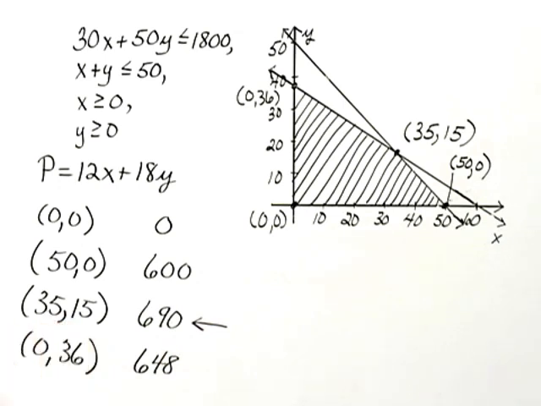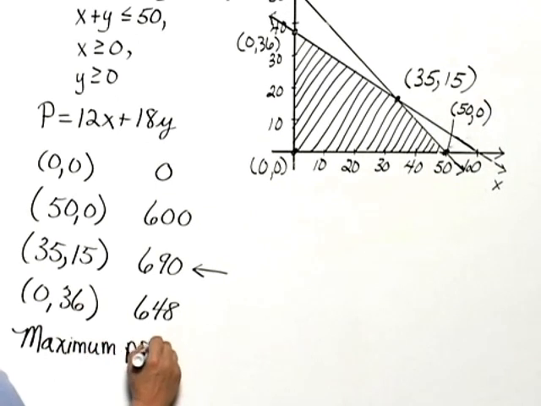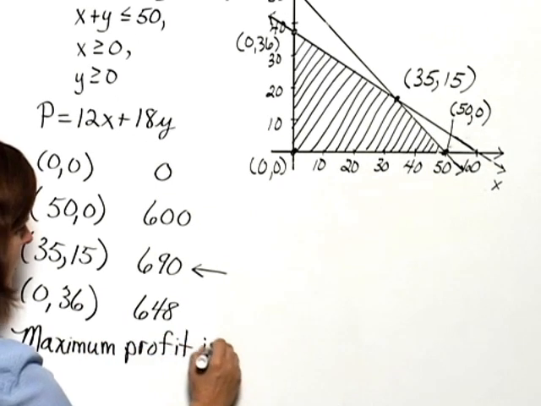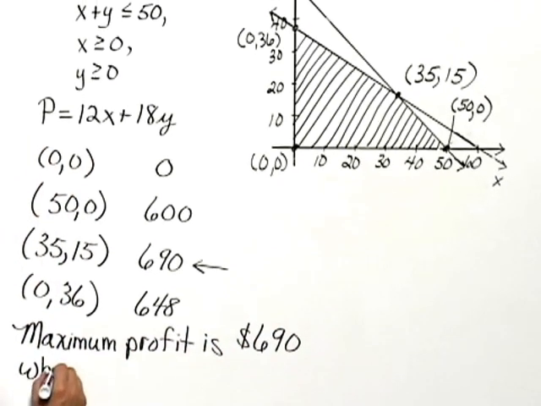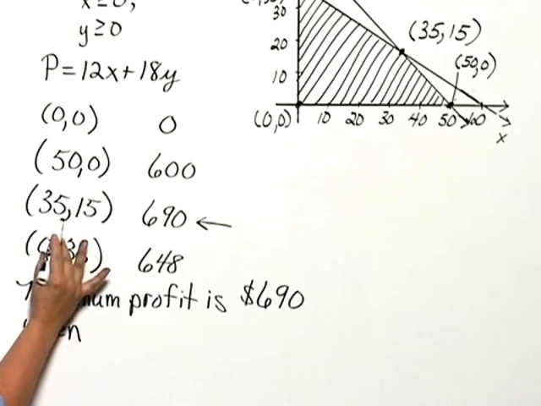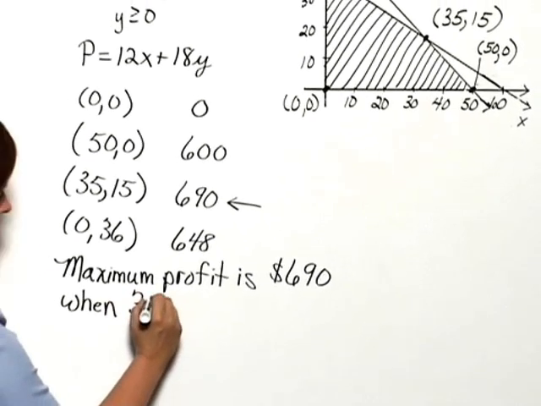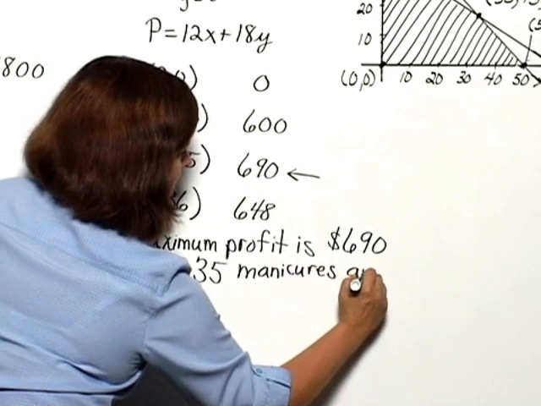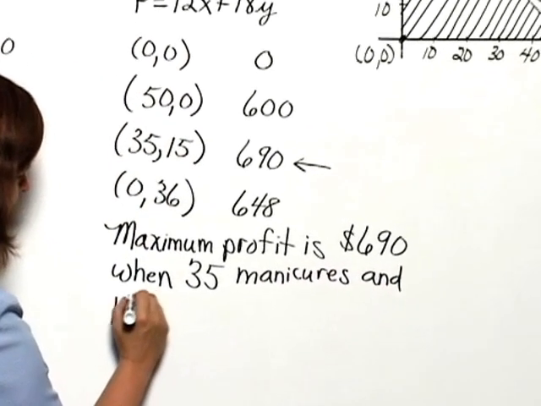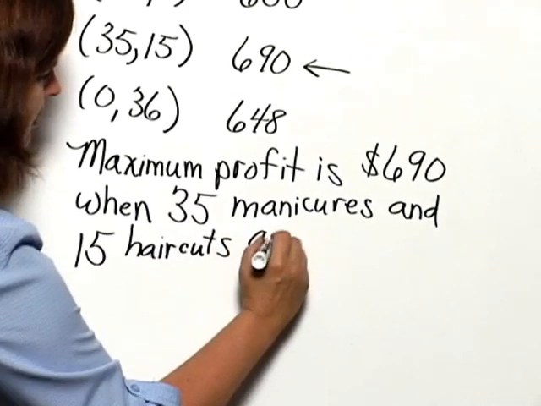So we say that the maximum profit that the salon can make is going to be $690 when, now remember 35 is x, and we may have to go back to the beginning to find that we said that x was the number of manicures. So 35 manicures and 15 haircuts are scheduled. That would be how to schedule it in order to maximize the profit.